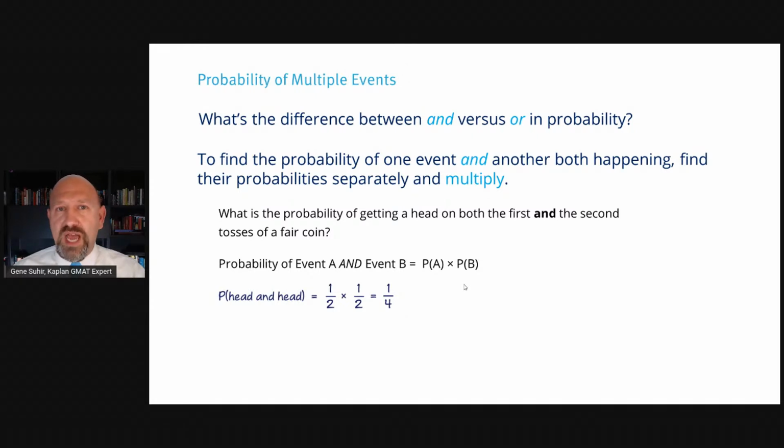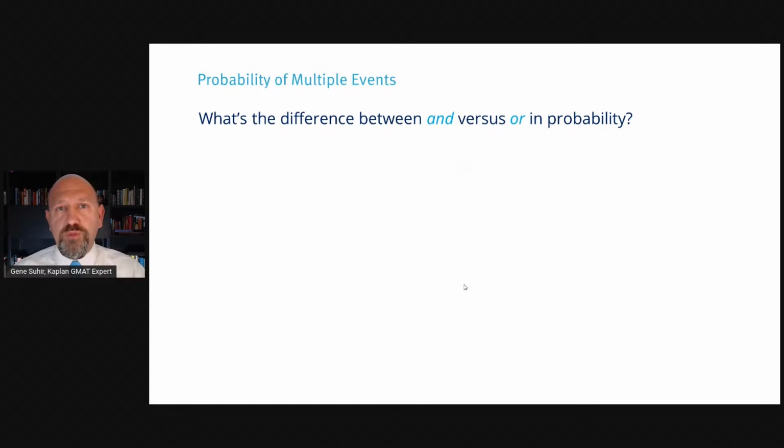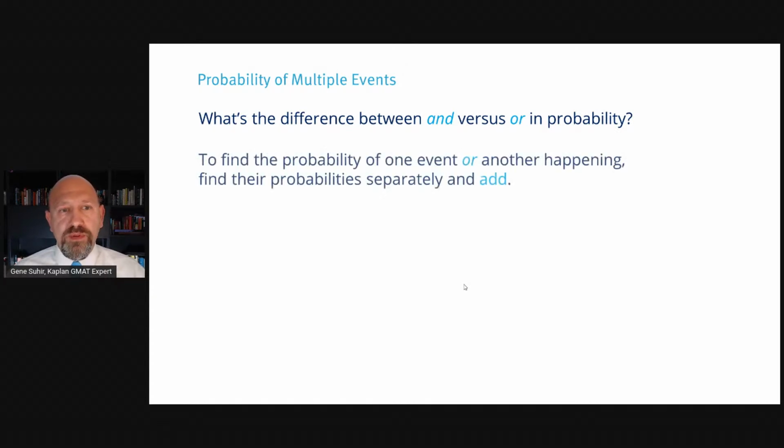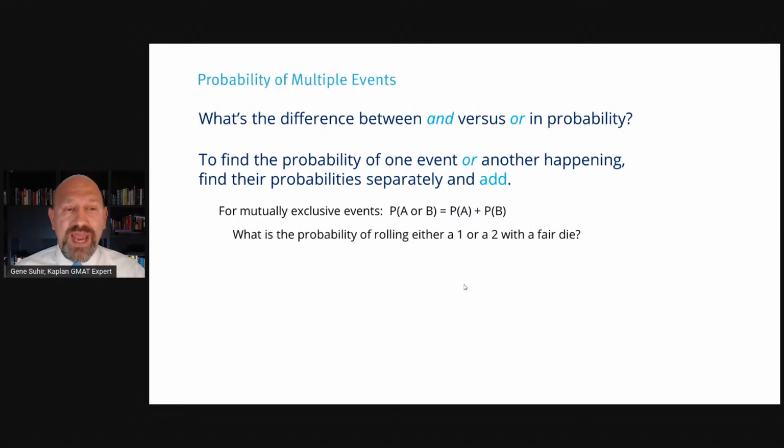But this is when we desire the probability of one event and another to both happen. What if what we actually want is the probability of one event or another to happen? Well, then you find them separately, and then you add them. For mutually exclusive events, that's all you would have to do. Probability of A happening plus probability of B happening. If they are mutually exclusive, then they can't both happen anyway.